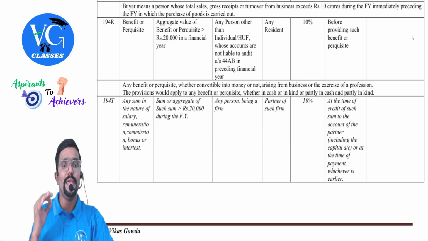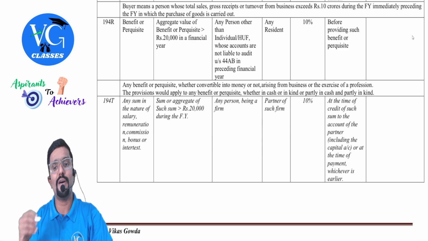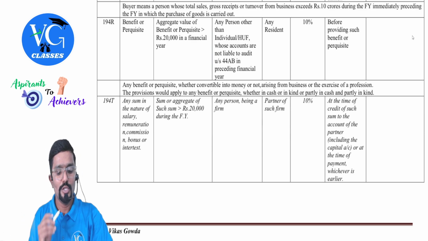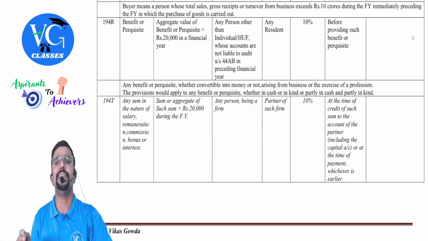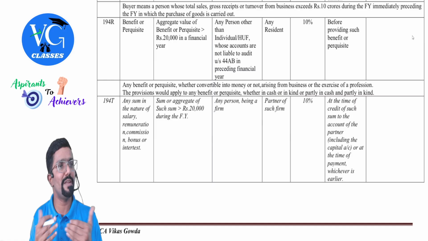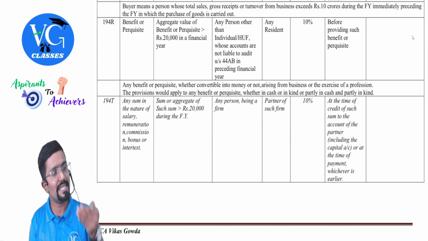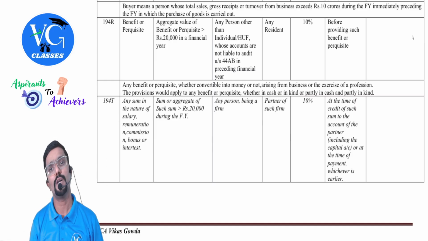Okay. Any benefit or perquisite, whether convertible into money or not, arising from business or exercise of a profession, the provisions would apply to any benefit or perquisite, whether in cash or in kind, or partly in cash or partly in kind. If it is in kind, we need to value that benefit and TDS has to be collected from the person and deposited to the government.